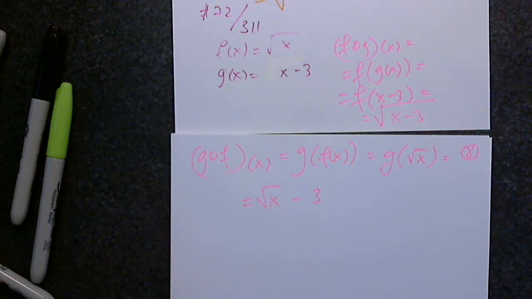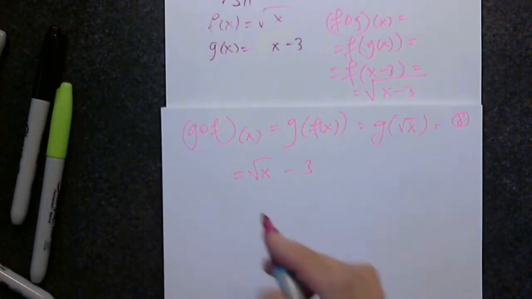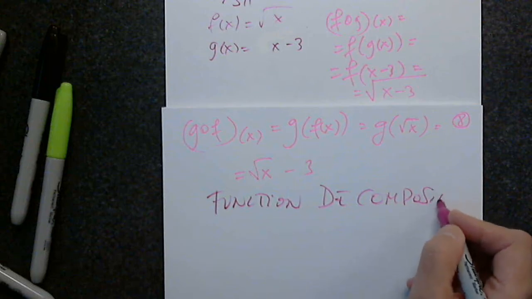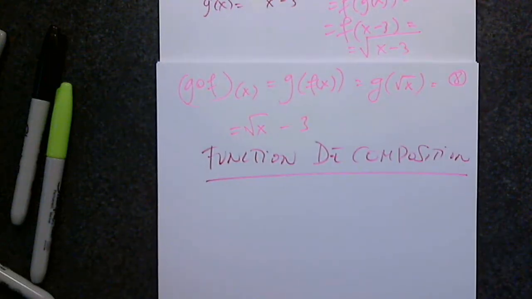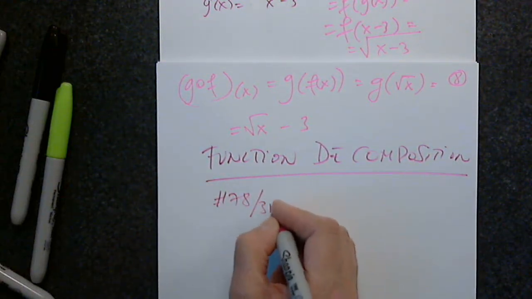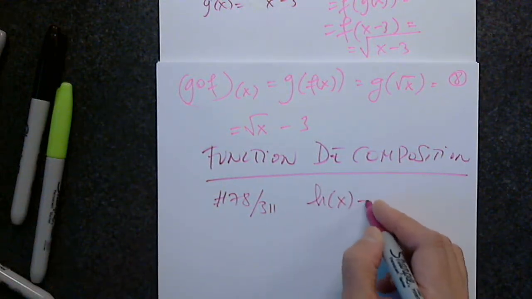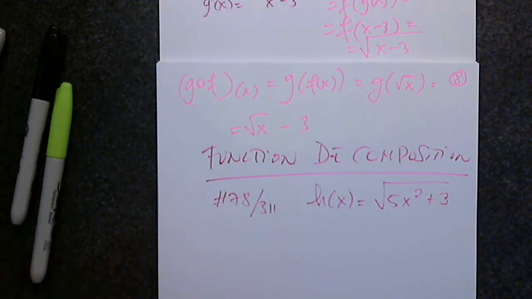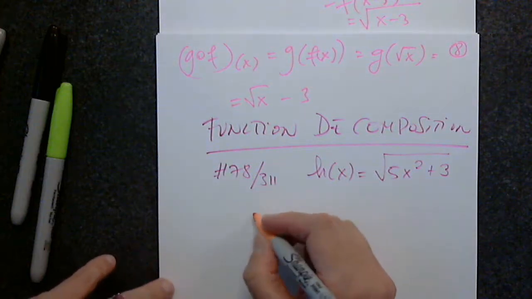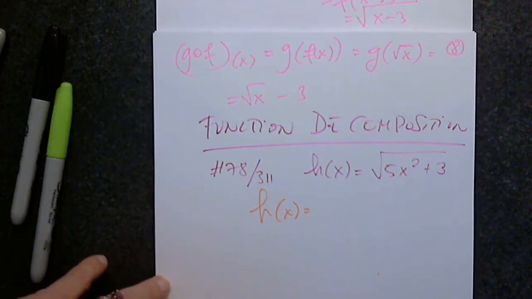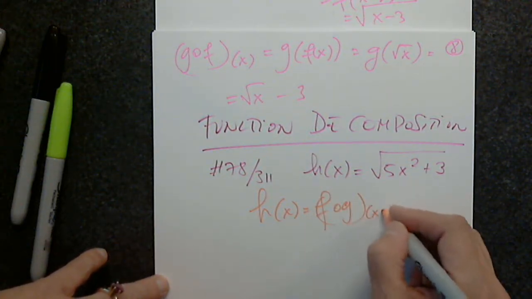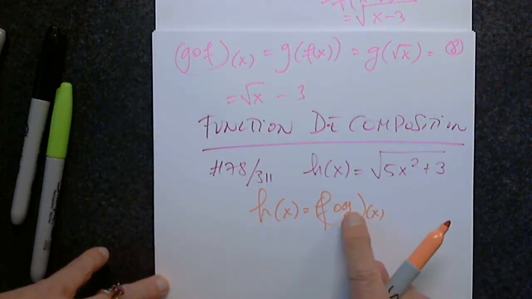Okay, so now we want to talk about function decomposition. Let me look at an example, and then you will give me the answer for another one. Let's say 78 on page 311. We have h of x equals the square root of 5x squared plus 3. We're asked here to find two functions that will represent the same function when we create the function composition.